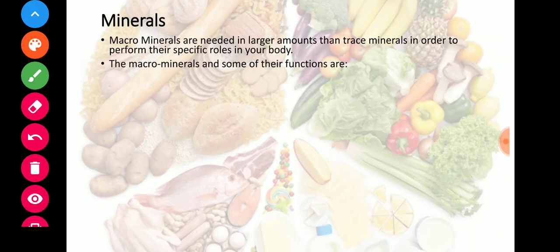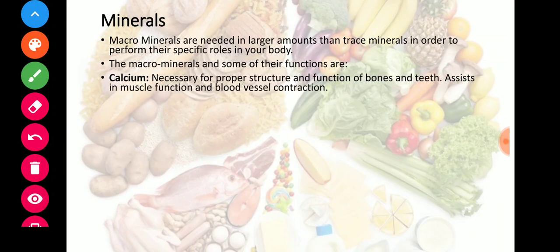Let us talk about the function of the macro minerals. Calcium, that is a macromineral, is necessary for the proper structure and function of bones and teeth, and assists in muscle function and blood vessel contraction. The second most important mineral is phosphorus, part of bone and cell membrane. The structures of our body are made with the help of phosphorus.